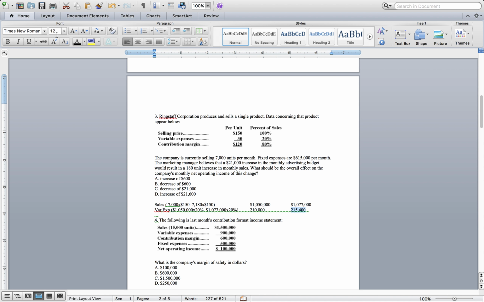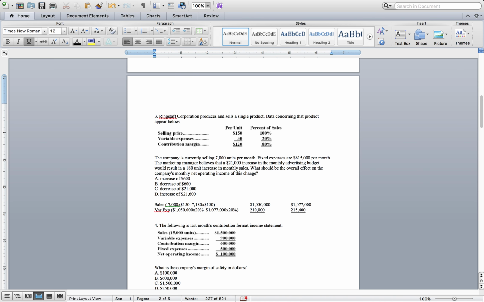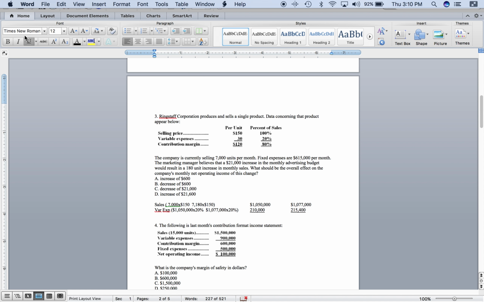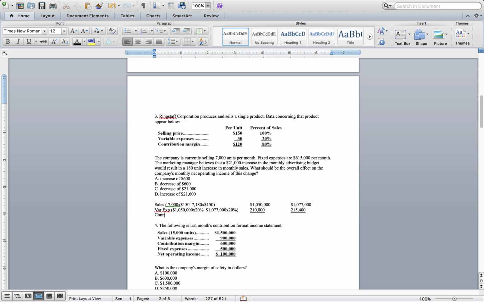And now, remember, sales minus your variable expenses. Now we're ready to calculate our contribution margin. Again, start with 7,000 units. Take the 1,050,000 minus 210,000. That's 840,000. For the other one, the 1,077,000 minus 215,400. That'll be 861,600.